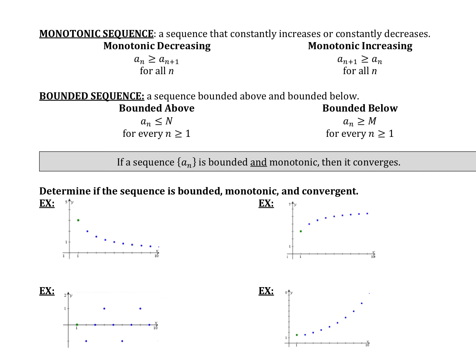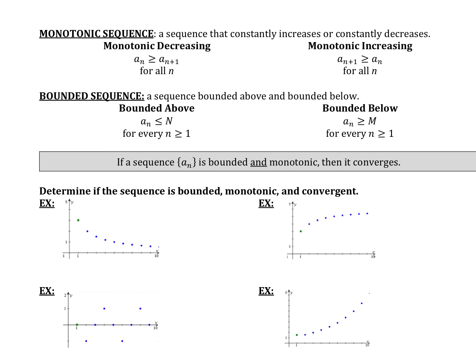And a bounded sequence is a sequence that has an upper or a lower bound. Sometimes it can be bounded by both upper and lower, and that would be a sequence that we just call bounded. If we say it's bounded above, it means that every term in the sequence is below a certain number. Or if we say it's bounded below, then there is a bottom number that nothing goes below, and everything is above it.